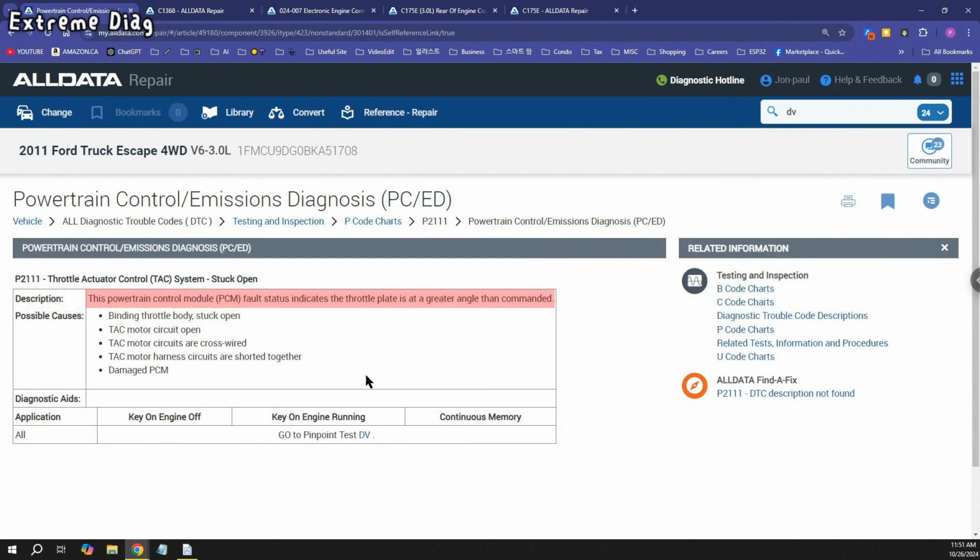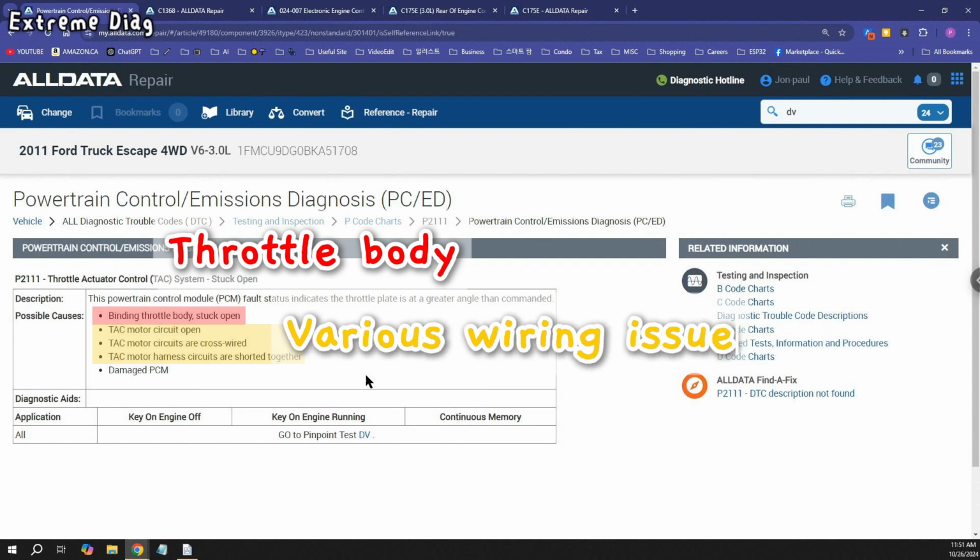Here, it says, this powertrain control module fault status indicates the throttle plate is at a greater angle than commanded. Earlier, I manually moved the throttle plate, and this code appears when the angle exceeds the PCM's commanded position. Here's a list of possible causes. In short, the issue could be the throttle body, wiring, or the PCM itself.